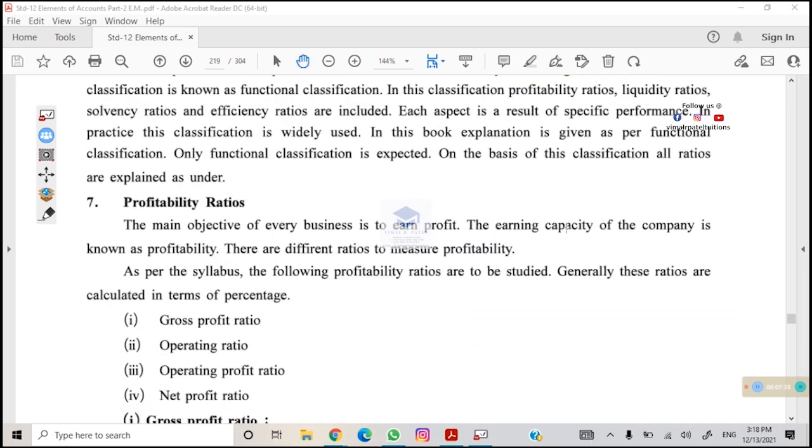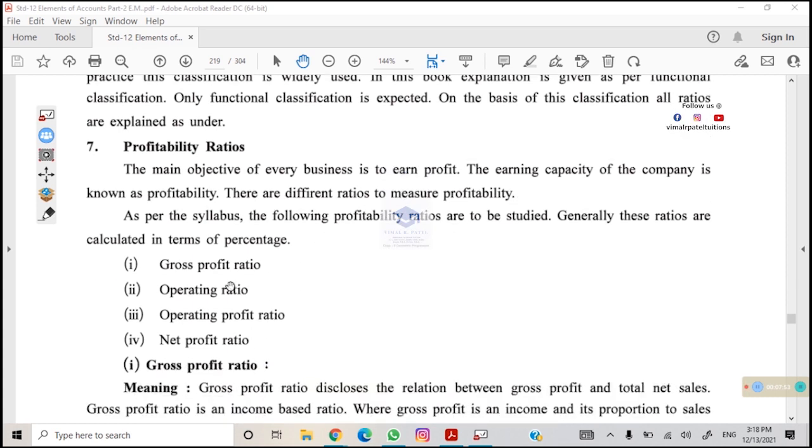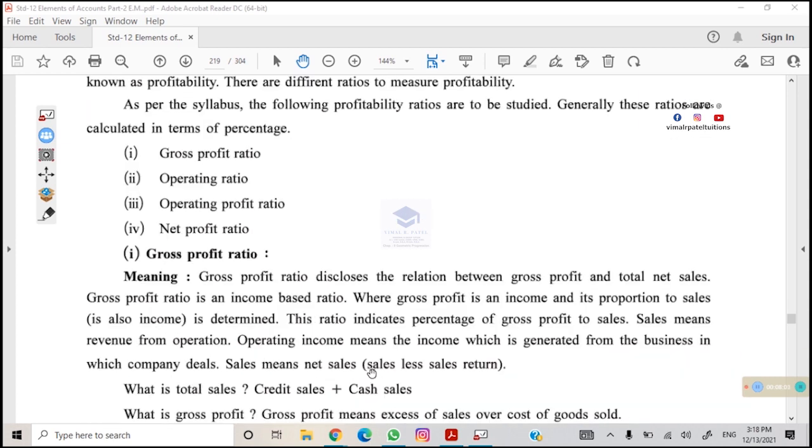Now see, profitability ratio. The main objective of every business is to earn profit. The earning capacity of the company is known as profitability. There are different ratios to measure profitability. Your four ratios are in your syllabus as per profitability: gross profit ratio, operating ratio, operating profit ratio and net profit ratio.